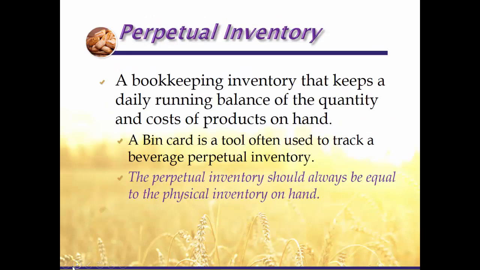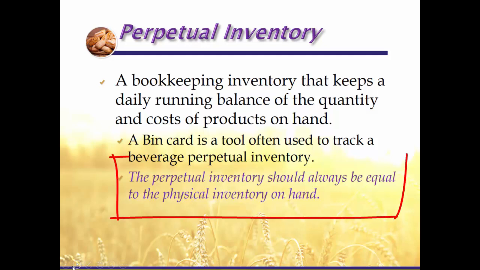Now let's take a look at page 131 of your textbook, Perpetual Inventory. A bookkeeping inventory that keeps a daily running balance of quantity and cost of products on hand. Okay, so we bought 10 steaks today. We add that to the inventory of 20 we already had. Now requisitions come into the storeroom and they send out 10 steaks to the fine dining restaurant. And now they look at their form and notice they should have this many left. So it's kind of just like a running total of your inventory.